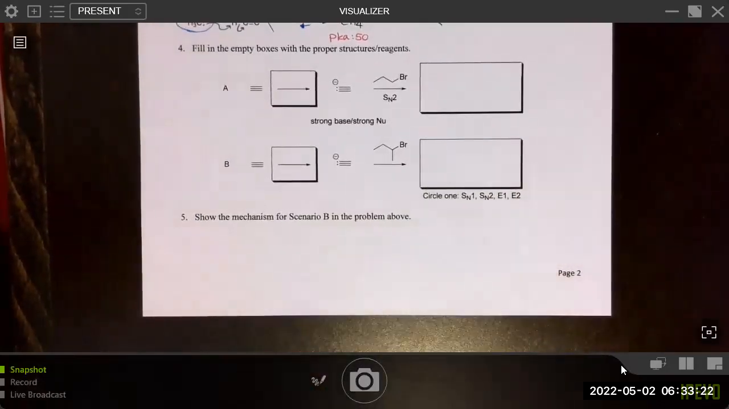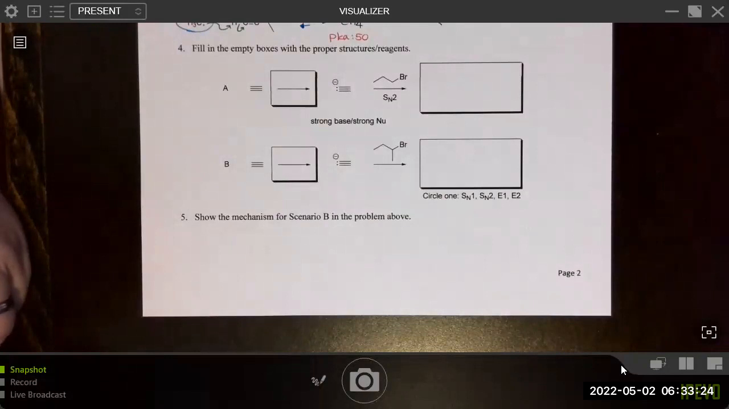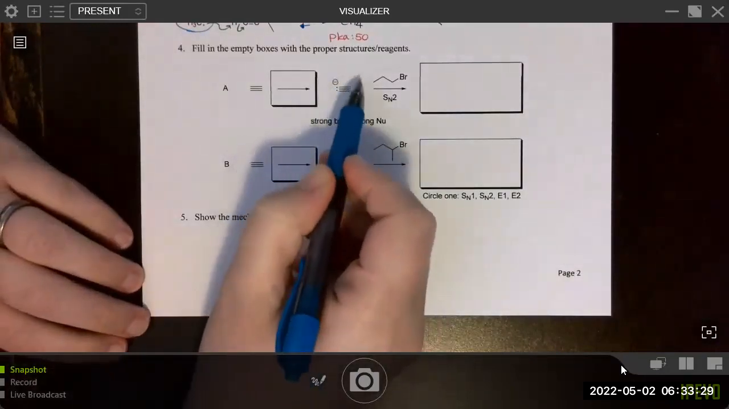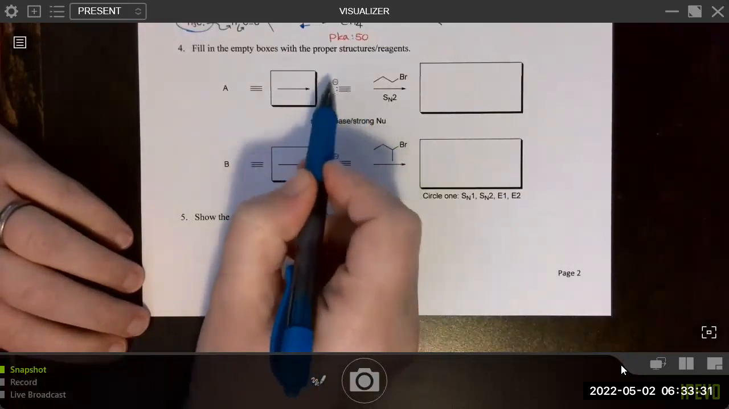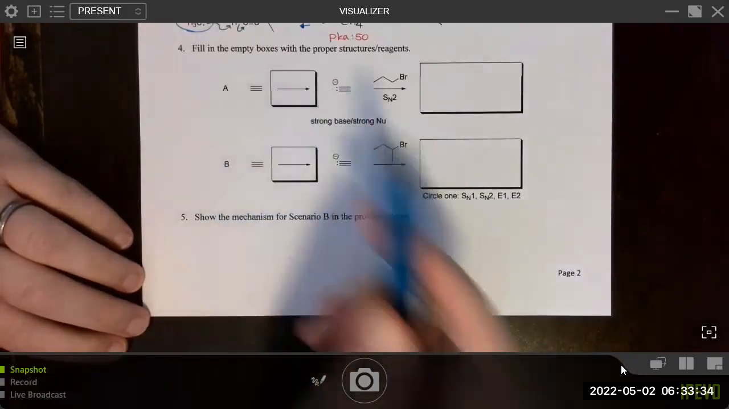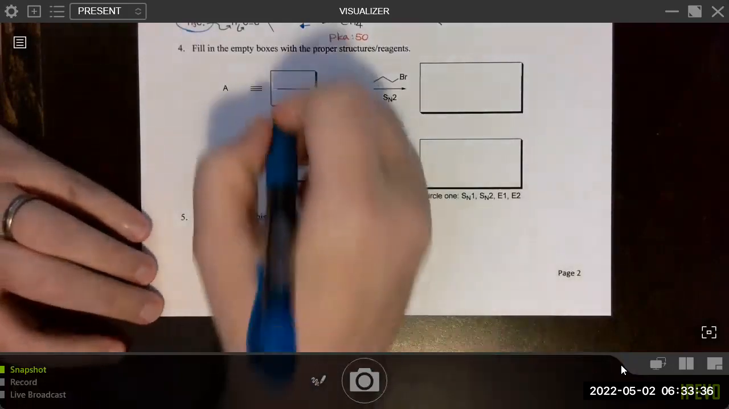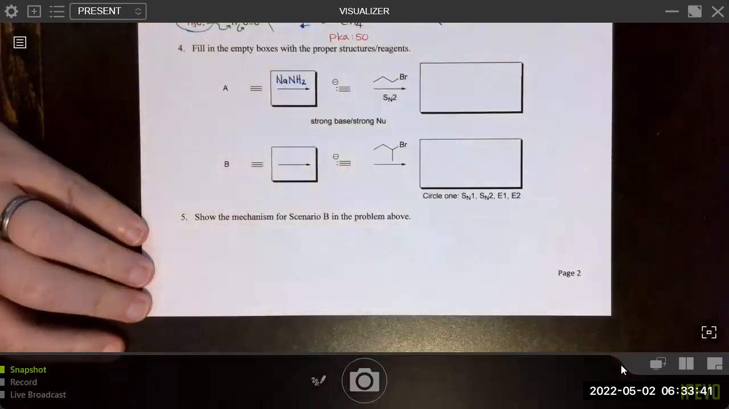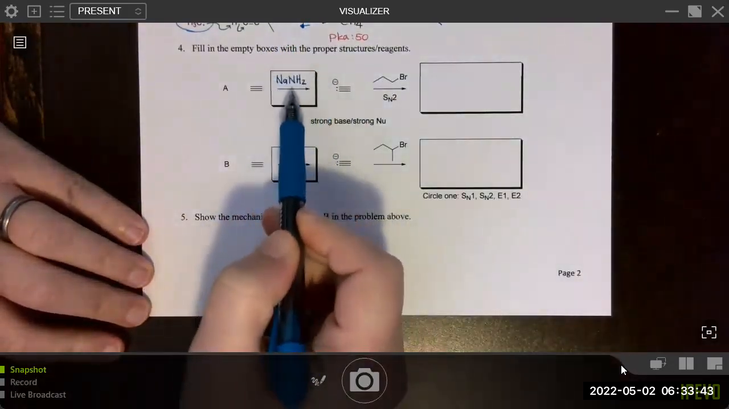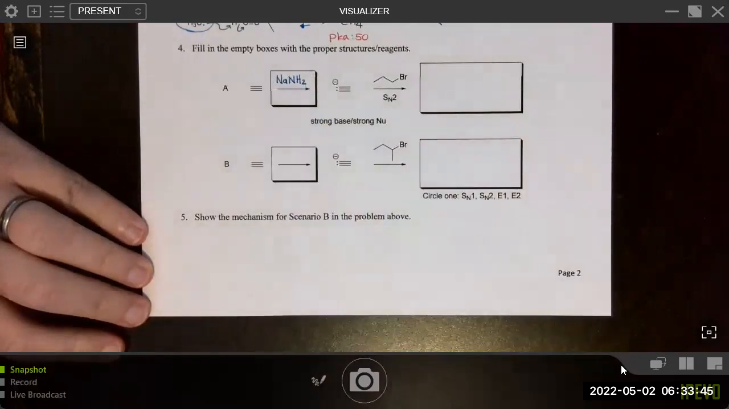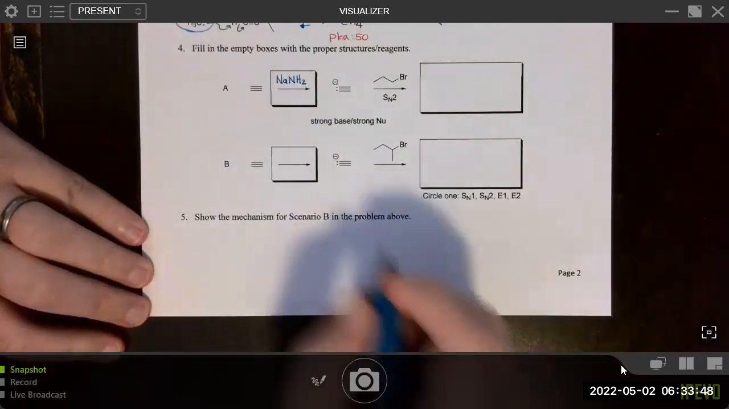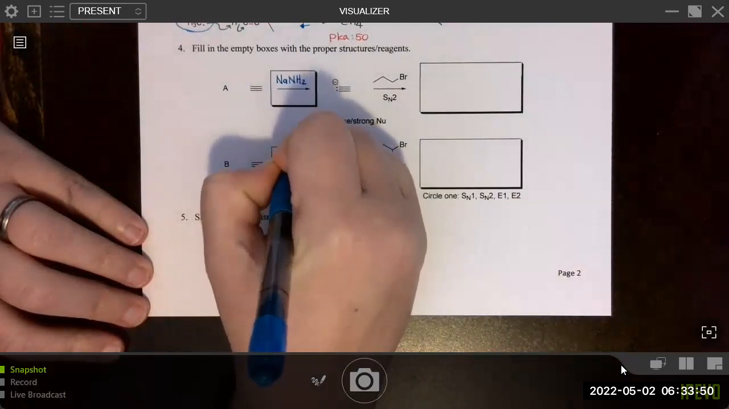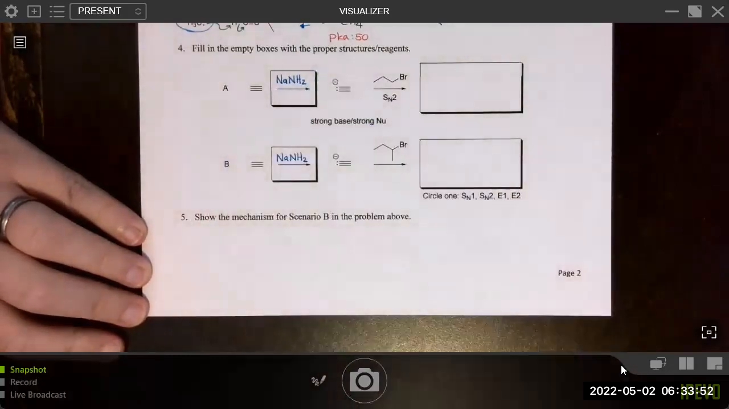Moving on. So it says fill in the empty boxes with the proper structures or reagents. Okay, so we want to choose one of those bases that's strong enough to deprotonate a terminal alkyne. So in lecture, I told you that sodium amide is definitely the most common one. However, you could have written sodium hydride or butyl lithium, for example. Those are also other options based on the analysis we just did higher up on the page.